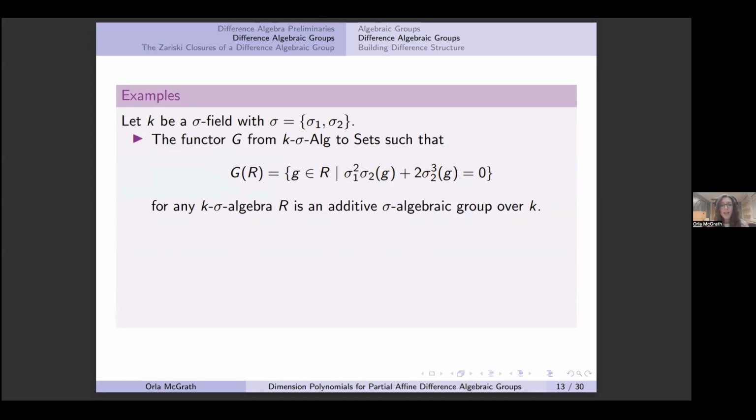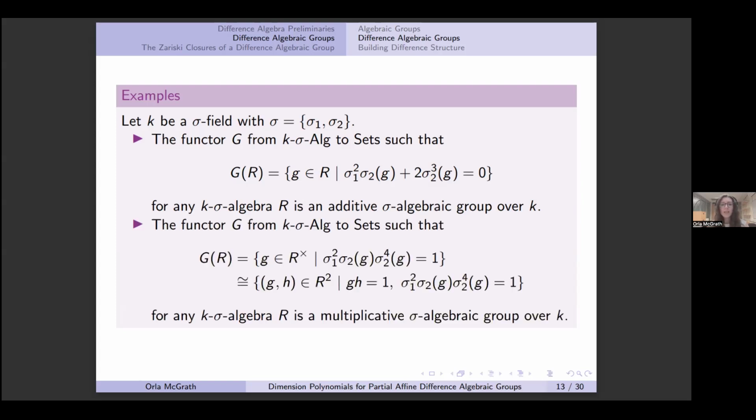If we take n to be 2, so we have two endomorphisms on our underlying ring, we can consider the functor which takes the zero set of this linear polynomial in just one variable G. Hopefully you're happy that for any difference K-algebra R, G of R would be an additive group. And actually any linear polynomial in our difference polynomial ring would define some additive difference algebraic group.